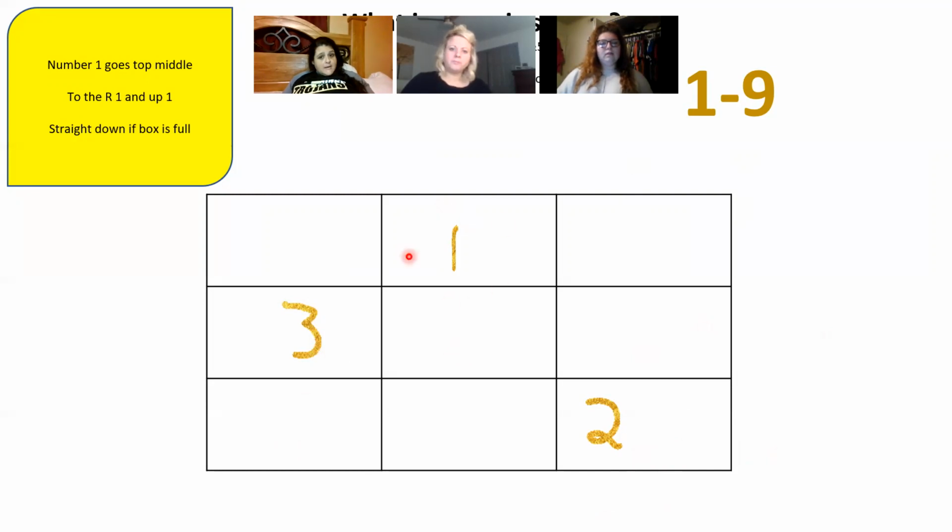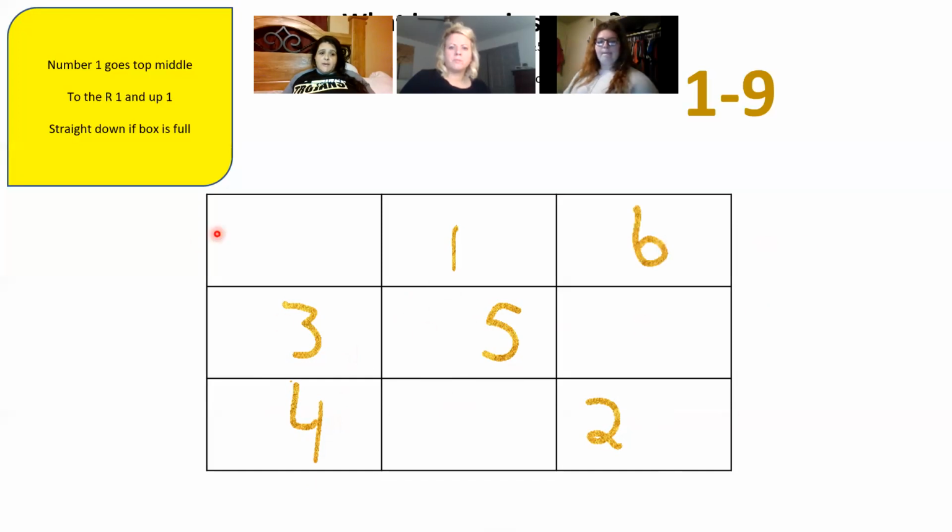Oops, where our box is full right here. So we're going to go back to our 3 and go straight down if the box is full using the right and up method. So our 4 is going to go right there. Then again, we're going to go to the right and up 1. There's our 5. To the right and up 1. There's our 6. To the right, there's nothing there.